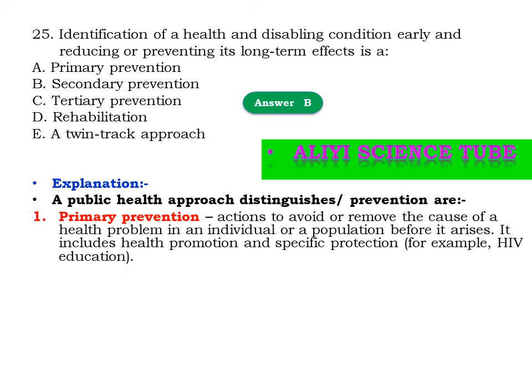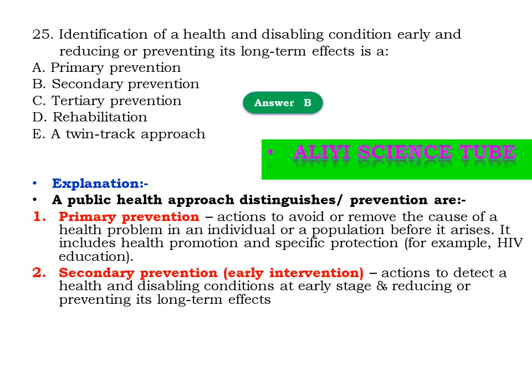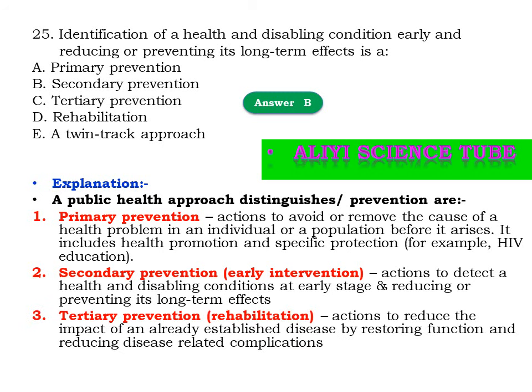Primary prevention is the action of avoiding or removing the cause of health problems in an individual or population before it arises. Secondary prevention is early intervention: action to detect health and disabling conditions at an early stage and reduce or prevent their long-term effect. So the answer is correctly B, secondary prevention. Tertiary prevention is also known as rehabilitation. So the answer for this question is correctly B.